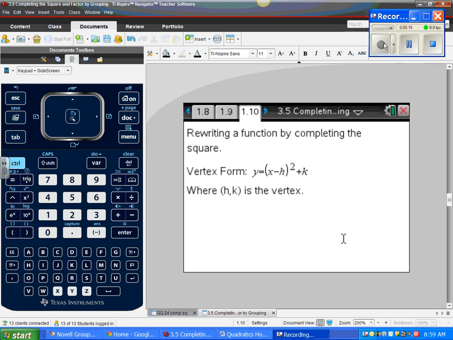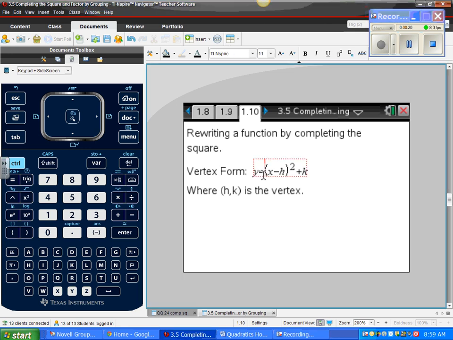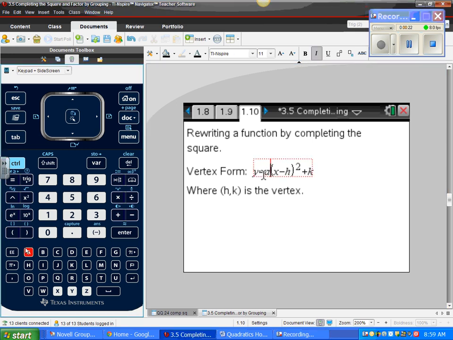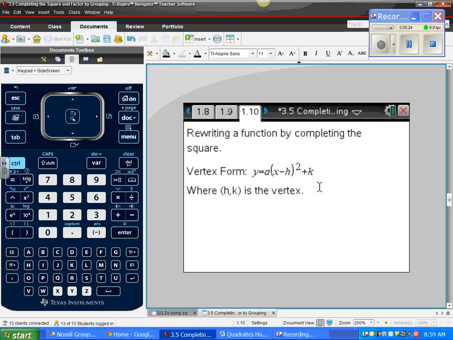Yeah, vertex form is this. Y equals, generally we see an A out front. Y equals A times x minus h quantity squared plus k, where h, k is the vertex, okay? So completing the square actually makes this pretty simple for us.